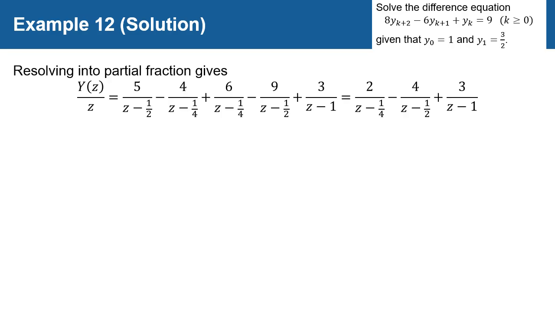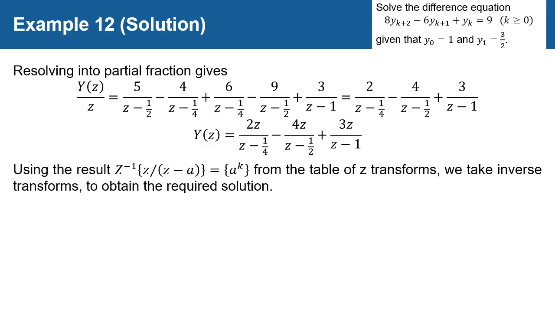Simplifying this gives us 2 over (z minus 1 fourth) minus 4 over (z minus 1 half) plus 3 over (z minus 1). And then solving for Y(z), it is now equal to 2z over (z minus 1 fourth) minus 4z over (z minus 1 half) plus 3z over (z minus 1). Using the result, the inverse z transform of z over (z minus a) is equal to a raised to k, from the table of z transforms. We now take the inverse transform to obtain the required solution.